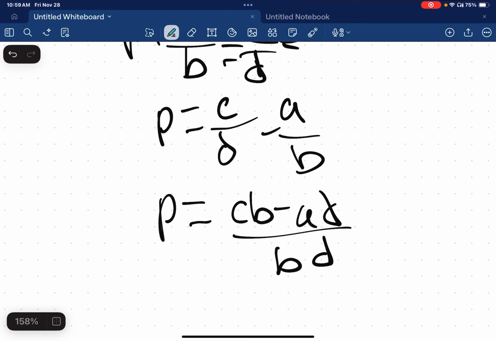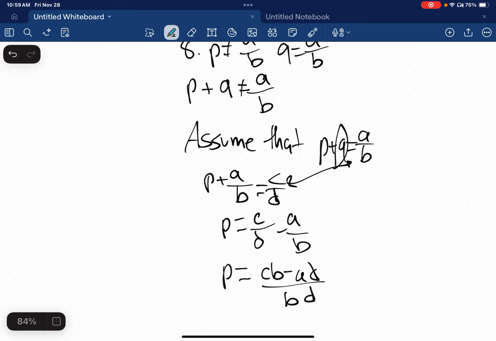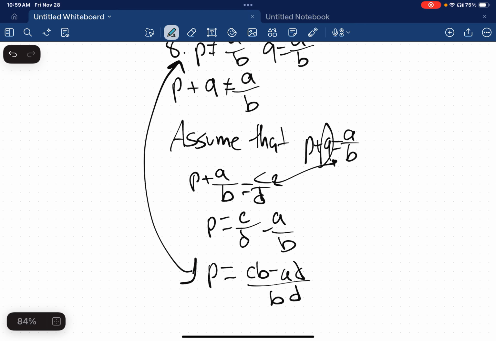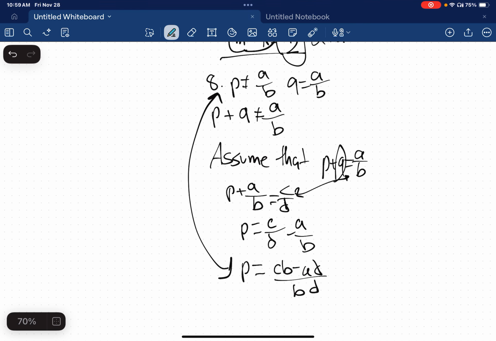Now this is where our problem arises once again. By assumption from earlier, we said that P is irrational. However, this shows that it's able to be written as a fraction, which means that it's rational. So this is just not true. That is QED.